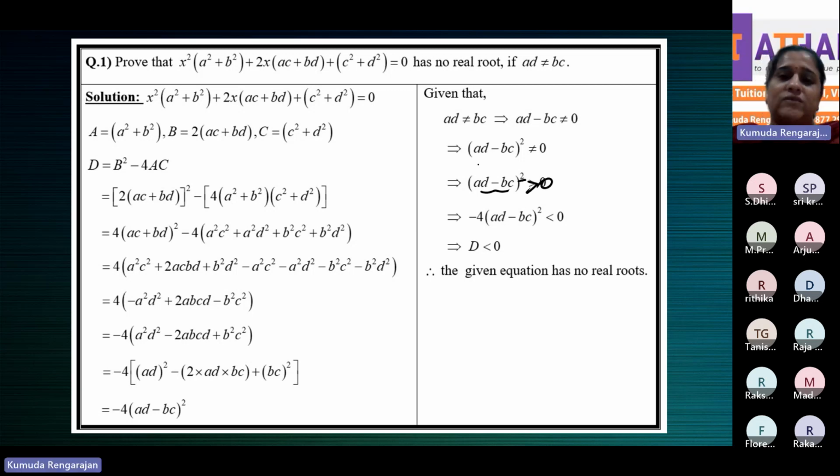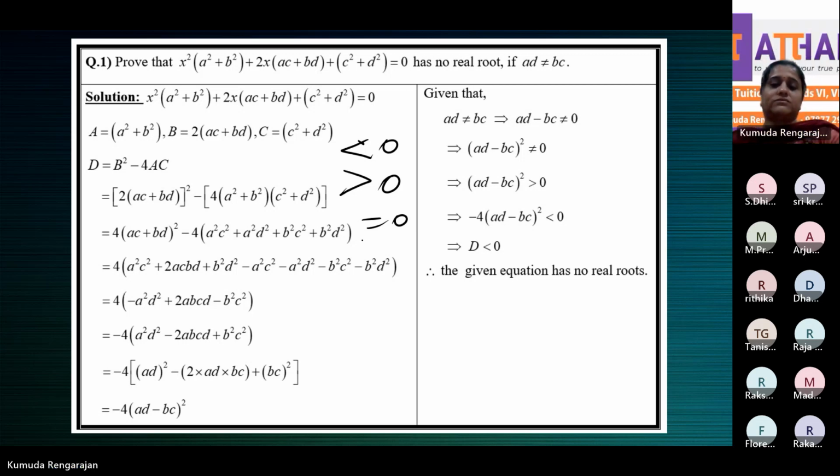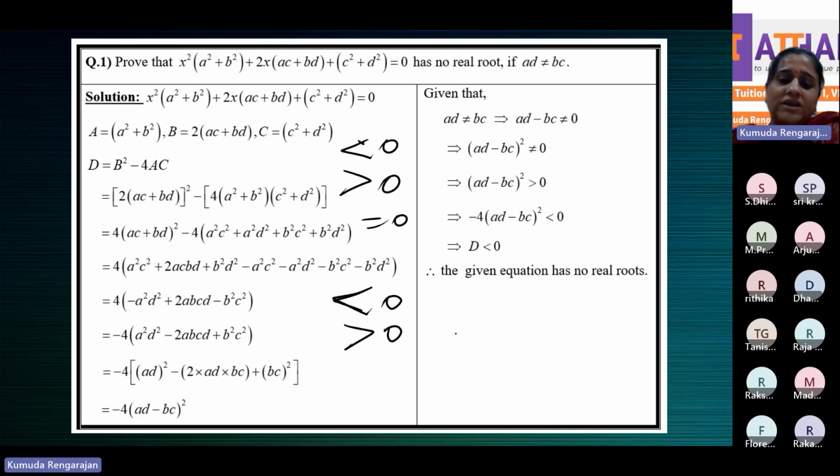See, what we understand in words is written symbolically. That's all. You must use the signs. To say it is negative, you must say less than 0. To say it's positive, you must say greater than 0, or equal to 0 if it is equal to 0.